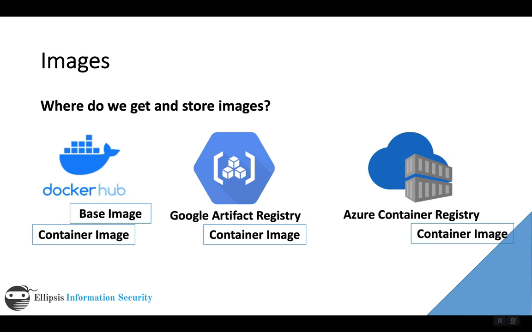Once we've created the images, we need a place to keep them so that other projects are going to be able to access the images, pull the images down, and run them as containers. There are different repositories for storing images, and here are some examples. One of the most popular open repositories is Docker Hub.